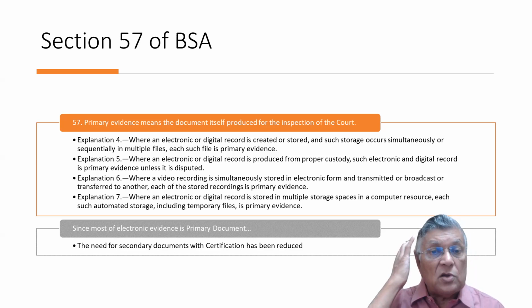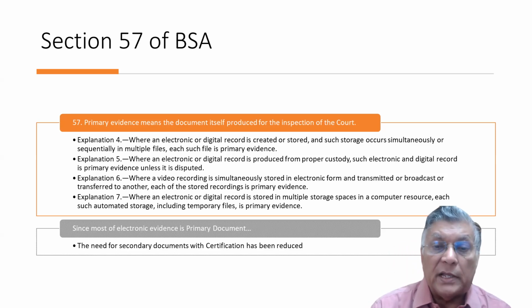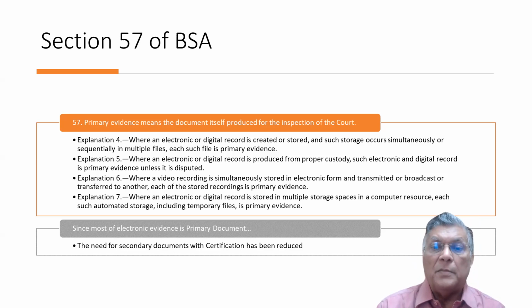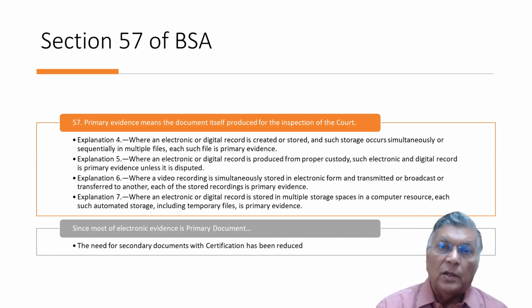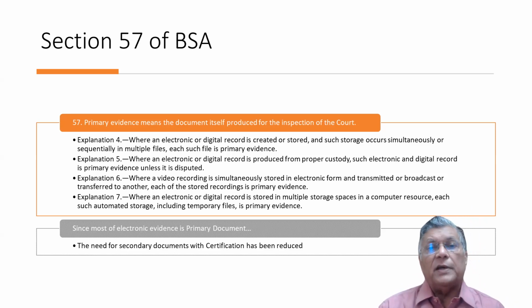Then explanation 6 talks about a video recording, where a video recording is simultaneously stored in electronic form and transmitted or broadcast or transferred to another. Each of the stored recordings is a primary evidence. Explanation 7, where an electronic or digital record is stored in multiple storage spaces in a computer resource, each such automated storage, including temporary files, is primary evidence. So, this says that even temporary files can be considered as primary evidence.